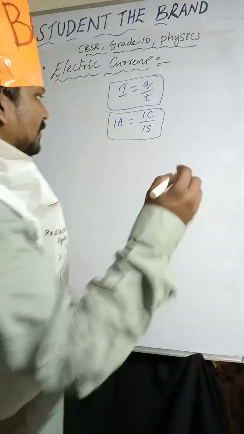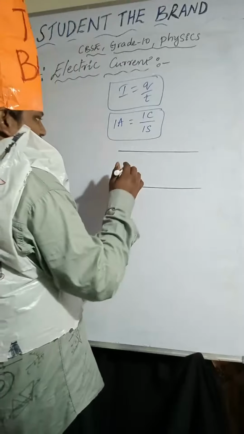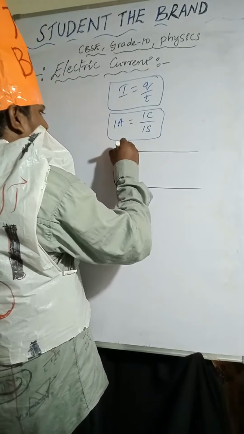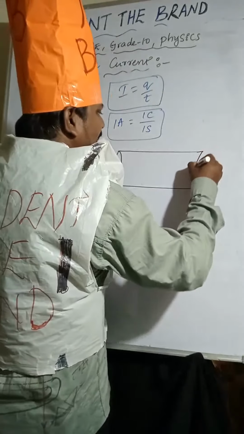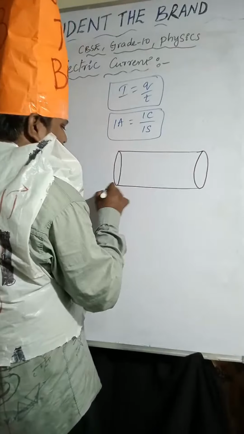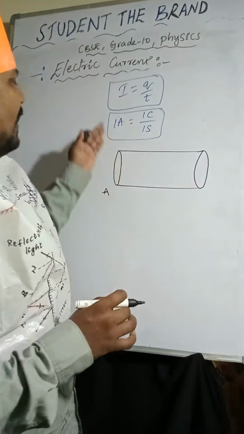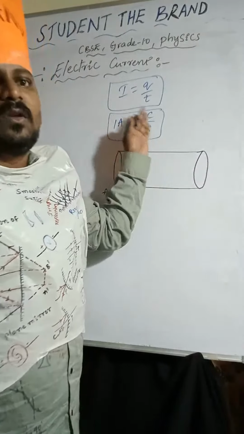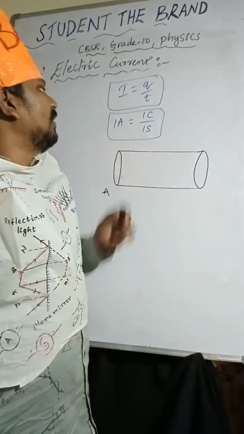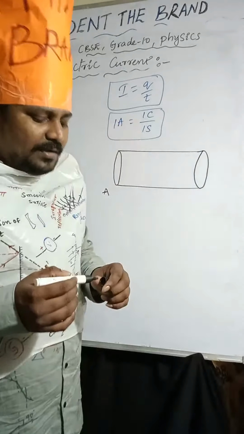So if this is the conductor, this is the area of the cross section. If the current is passing through it, I am taking this area of the cross section, and this is the total length of the conductor. 1 ampere is defined as 1 coulomb of charge flowing through unit cross section area per second.